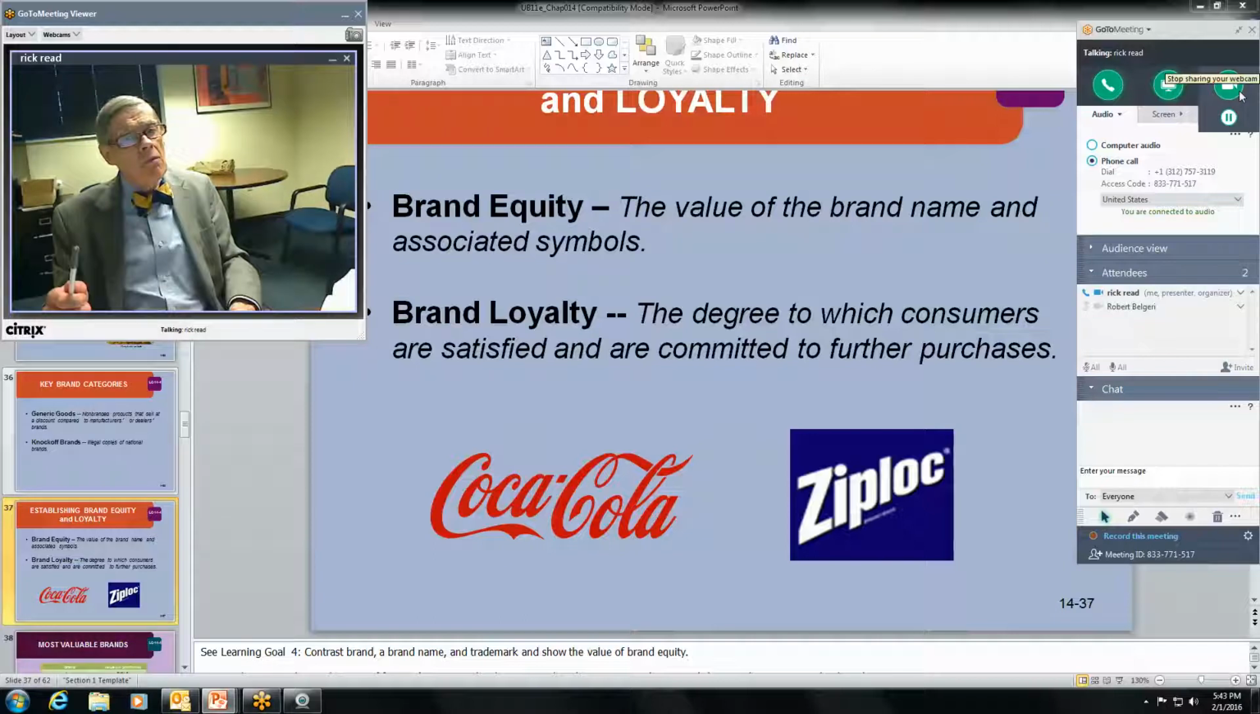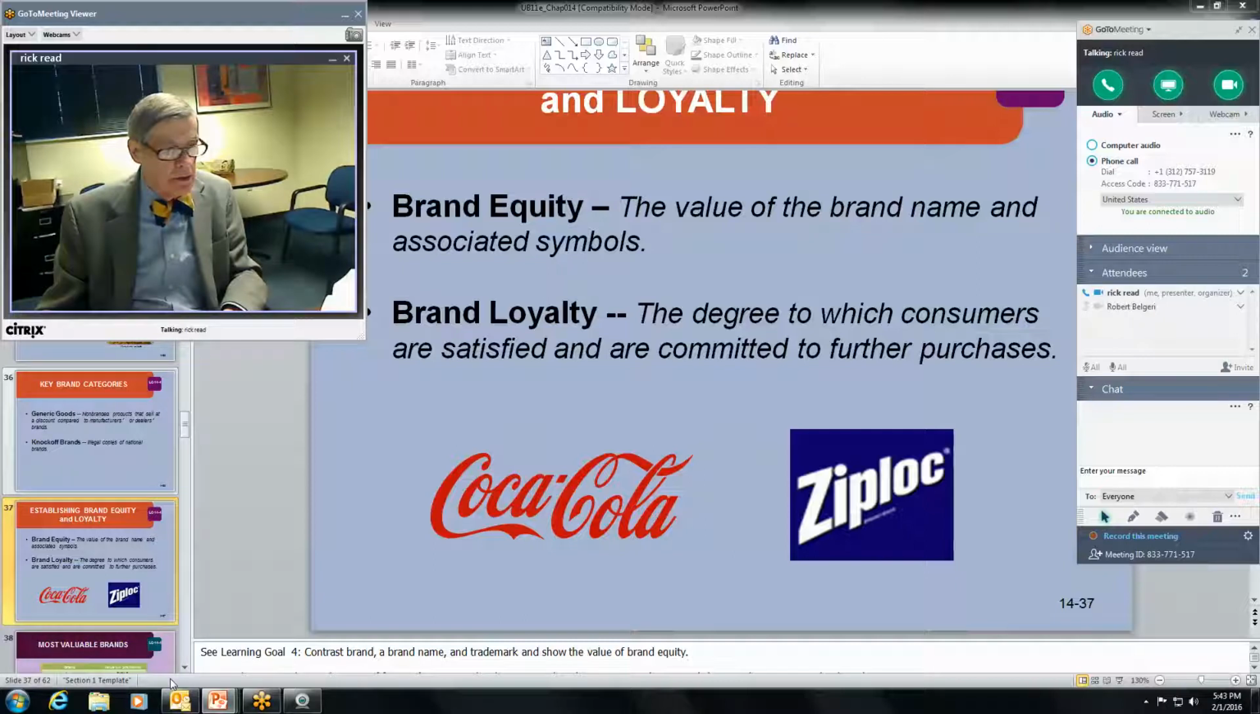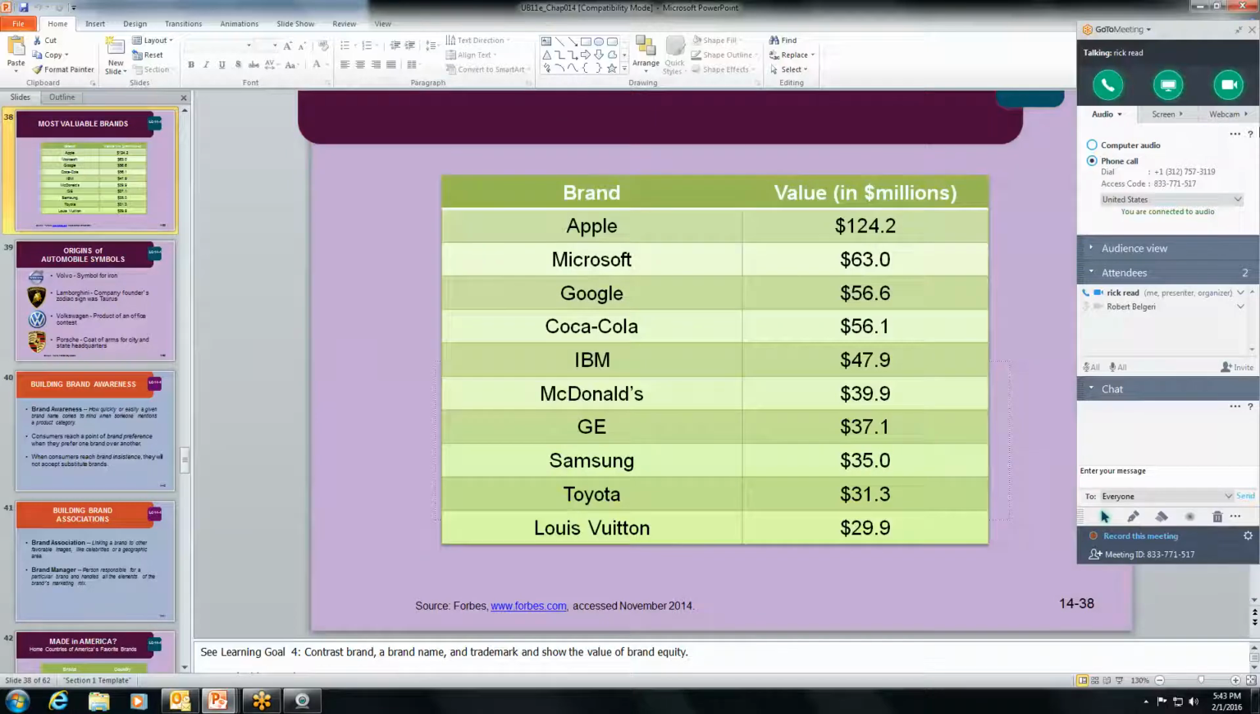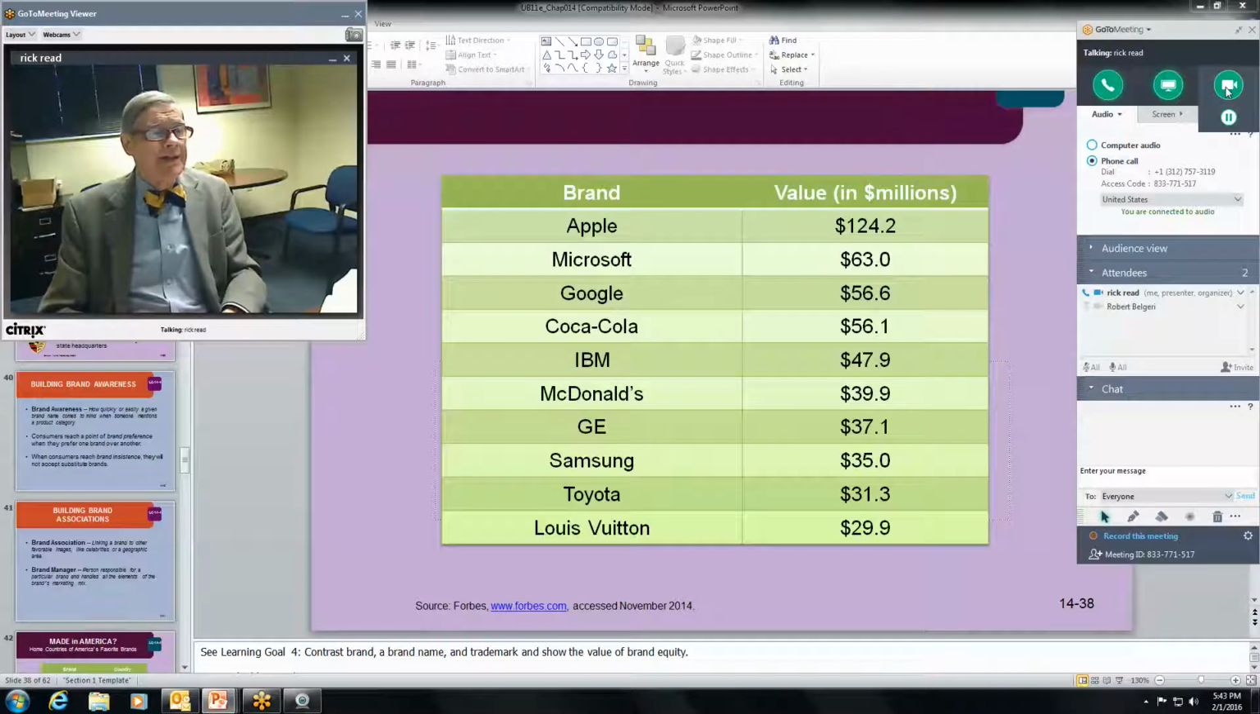Brand equity, on the other hand, and it's very important that we get this in our mind, is the value of the brand name and its associated symbols. So this is simply what's the brand worth, as opposed to brand loyalty. I'm not sure why they put both of these on the same slide, because they are different. And this just gives you an idea of brand value in millions of dollars. And some of that may be slipping, some of it may not be.